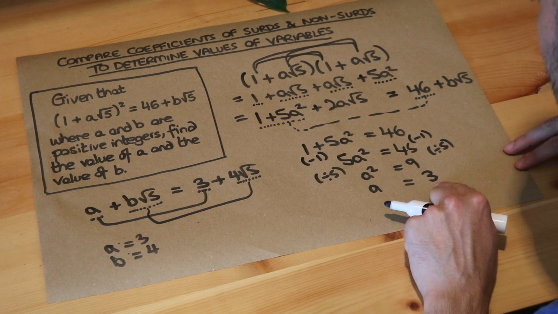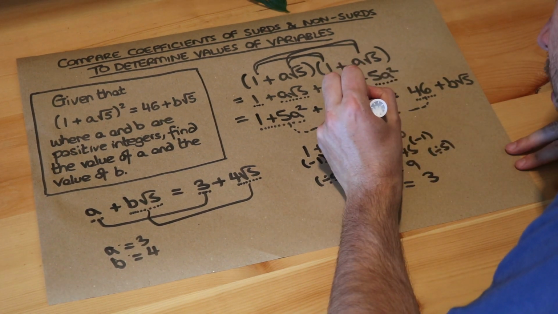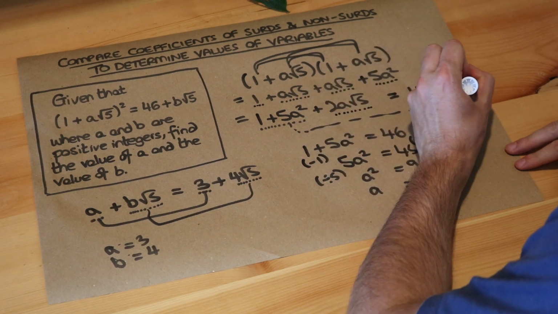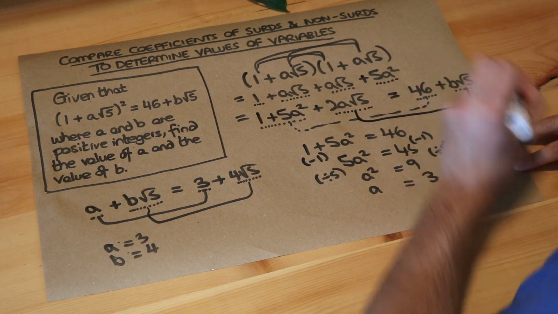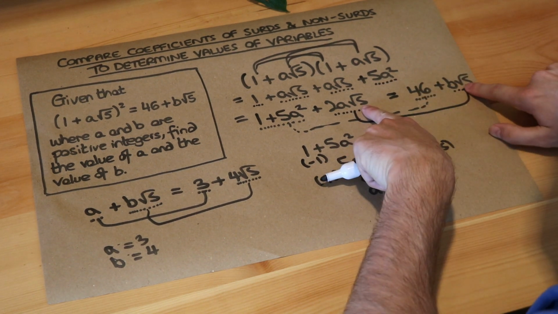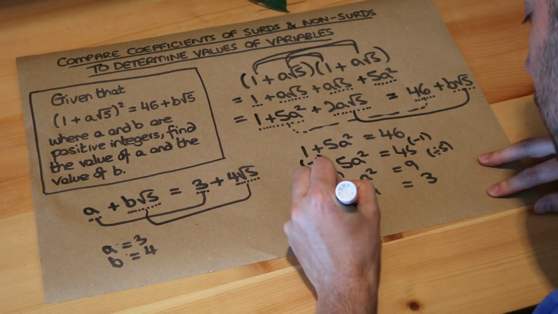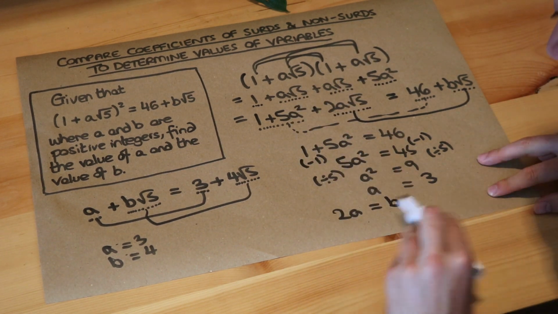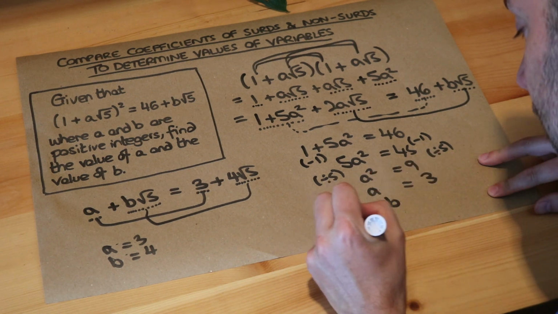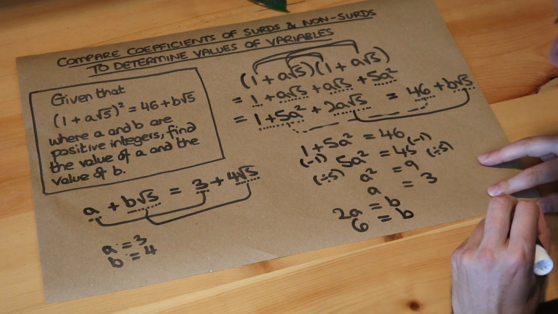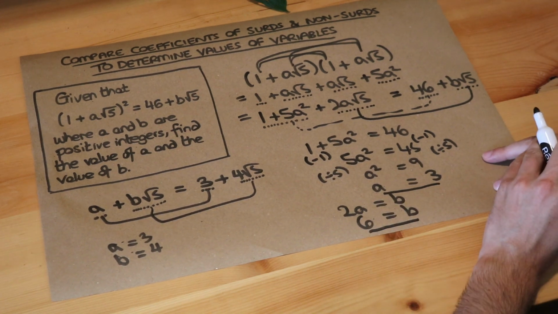Now we've worked out a, we now need to work out the b. But we can also match the surd terms. So the 2a root 5 has to match the b root 5. So the root 5 is already the same, so that 2a has to match the b. So we know that 2a is equal to b, but we know that a is 3. So 2 times 3 is 6, and therefore we know that b is equal to 6. So now we've worked it out, we know that a is 3, and we know that b is 6, and we've got the final answer.